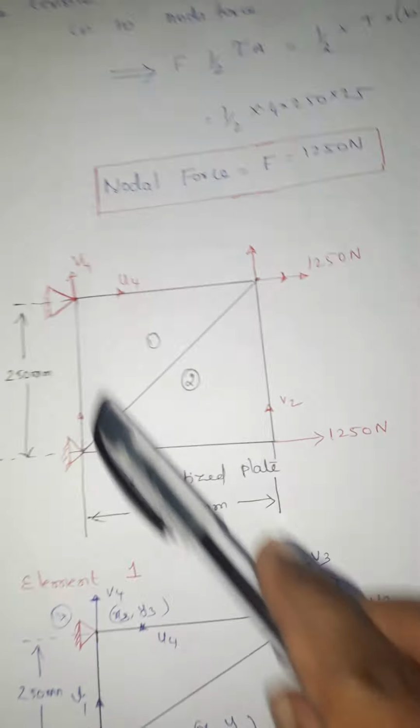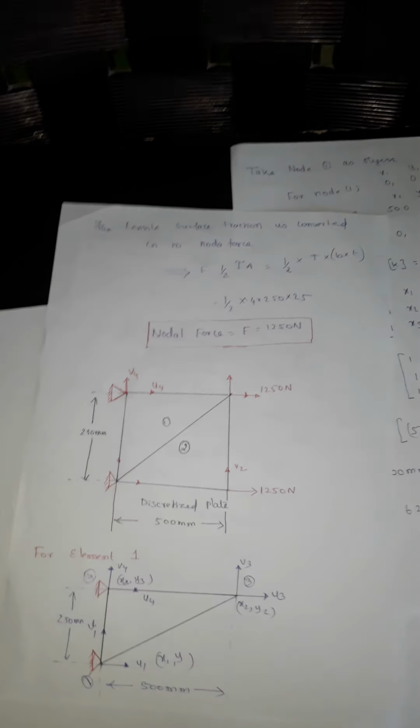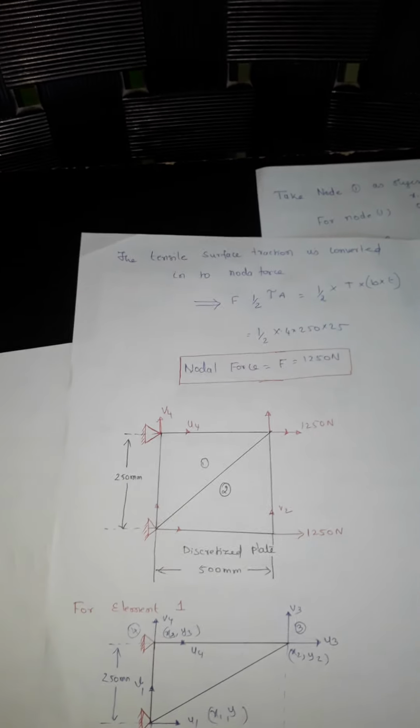So how can I decide the size of the matrix? It depends upon the nodes. See here, look at this. How many nodes are there? 1, 2, 3, 4. This is 2 dimensional, so each node has 2 degrees of freedom. So 4 into 2, 8. So the 8 represents the degrees of freedom of the nodes, and the size of the matrix will be based on that.